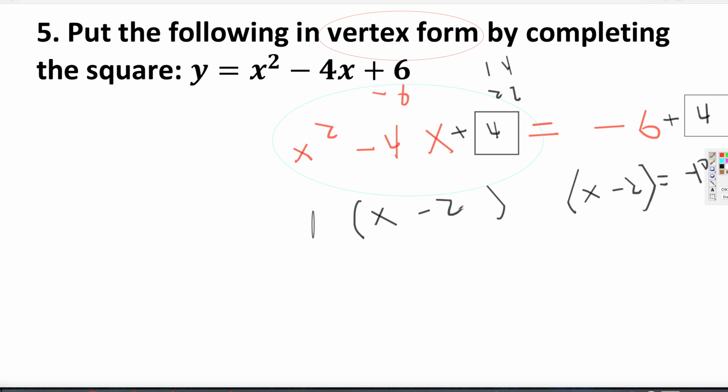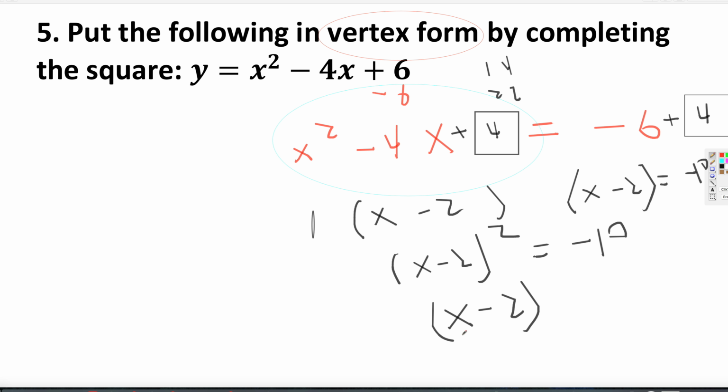Now, x minus 2 times x minus 2, a fancy way to call that is x minus 2 squared. This is why it's called completing the square, equals negative 10. You bring this over to the other side and you have x minus 2 squared plus 10 equals 0. Now, why is this called vertex form?